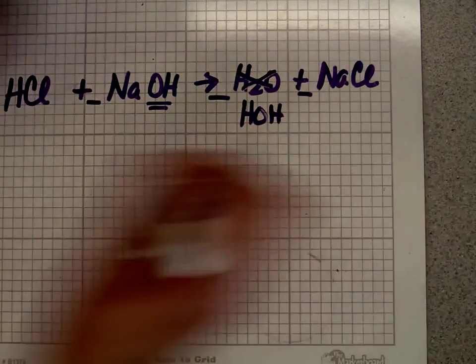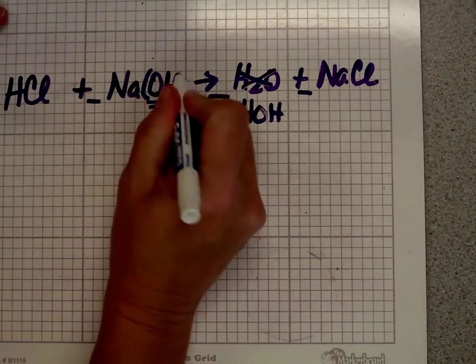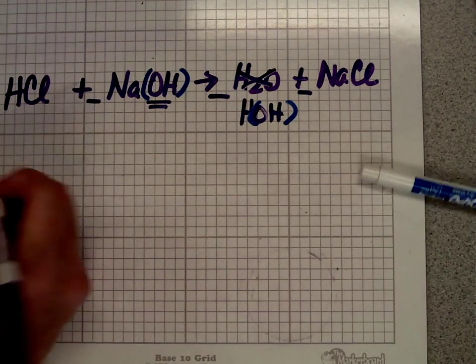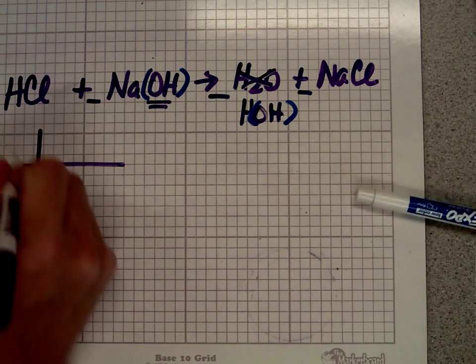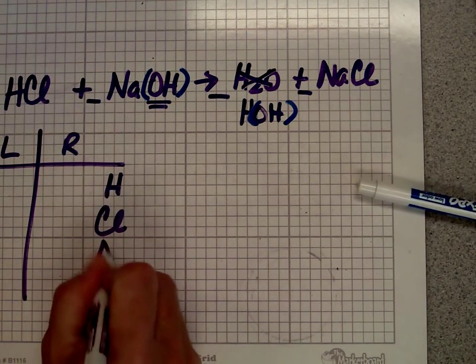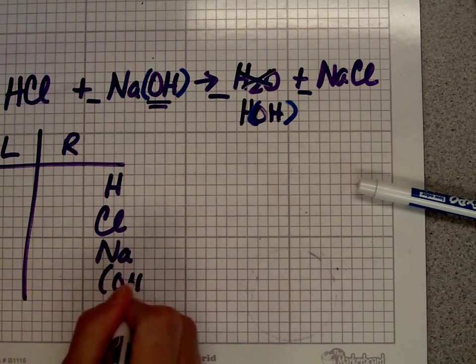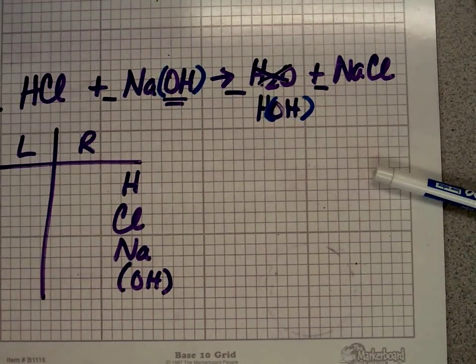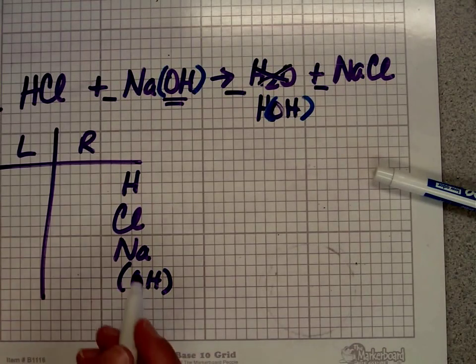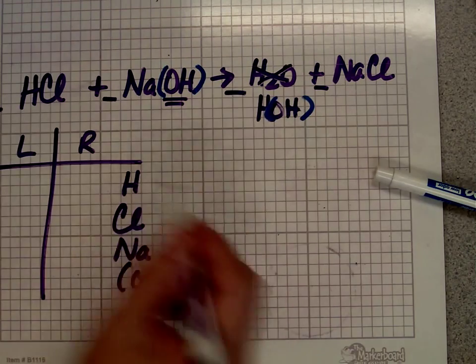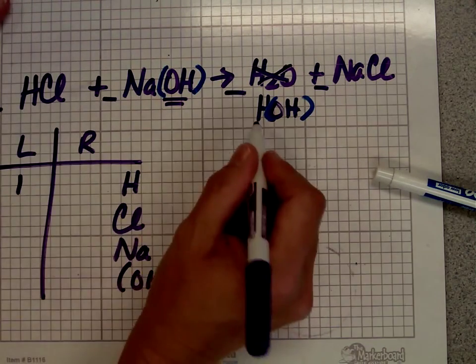And it looks to me like I have an OH on both sides. So let's put the OH in parentheses, and let's see if this works. Make my T-chart, left, right. I have hydrogen, chlorine, sodium, and hydroxide. I'm going to leave my OH together because it's on the left and on the right. How much hydrogen on the left? Now just hydrogen, not the OH. How much hydrogen on the left? 1. And on the right, 1.